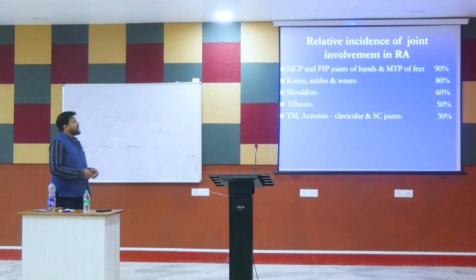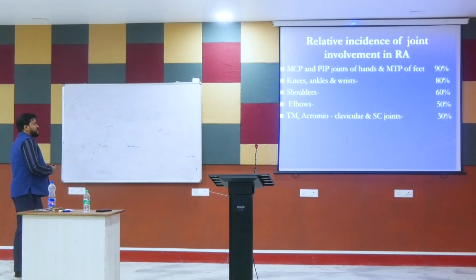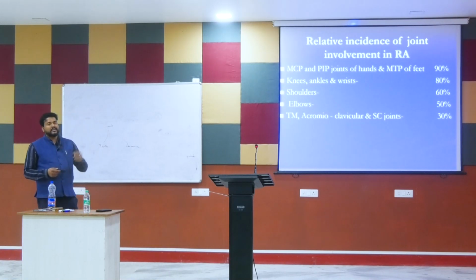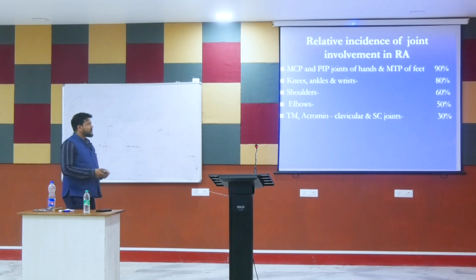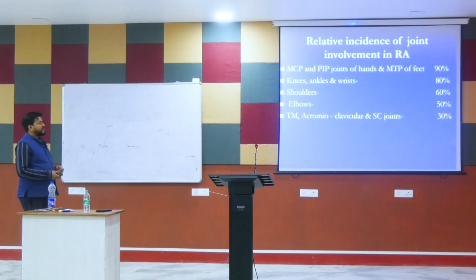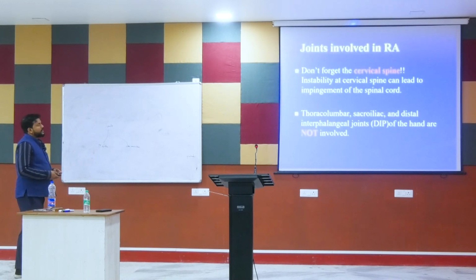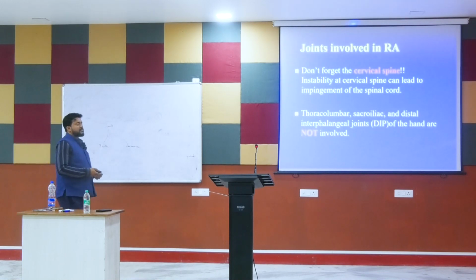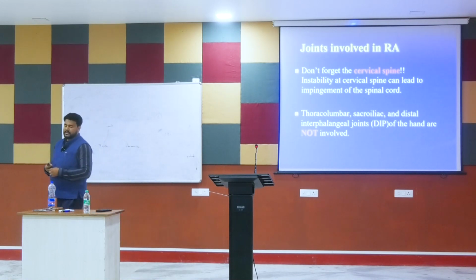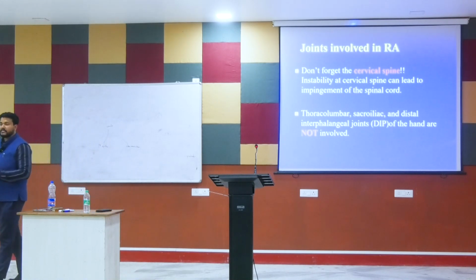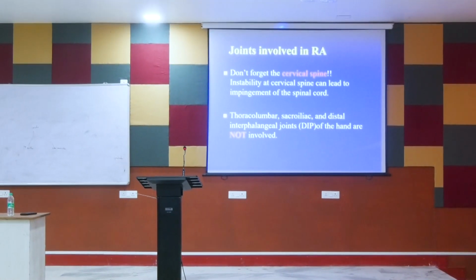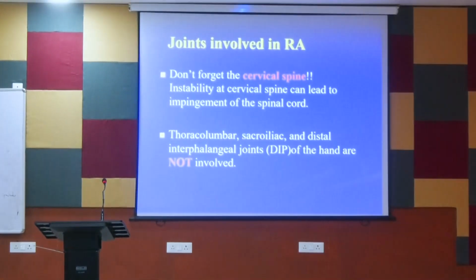So metacarpophalangeal and proximal interphalangeal joints of hands and feet are involved in 90% of cases. And knee, ankles, wrist, shoulder, elbows, in decreasing frequency. And what of the spine? In rheumatoid arthritis, the spine is usually not involved, but one joint can be involved.